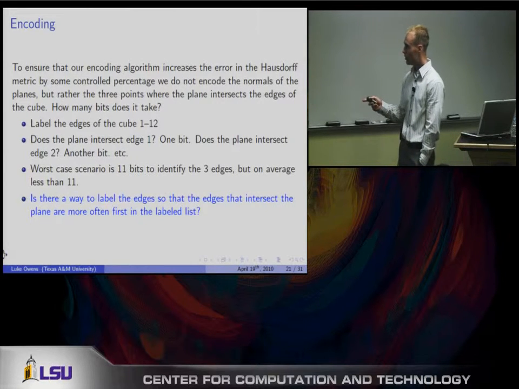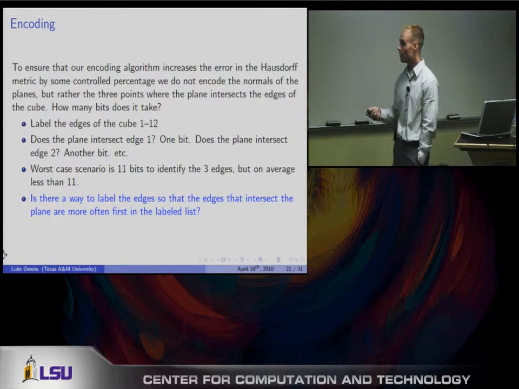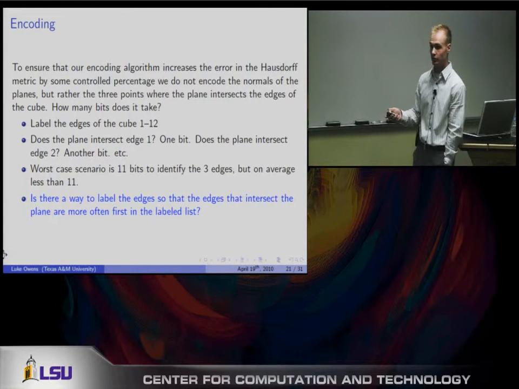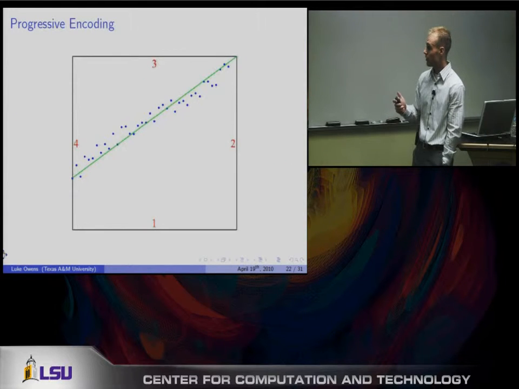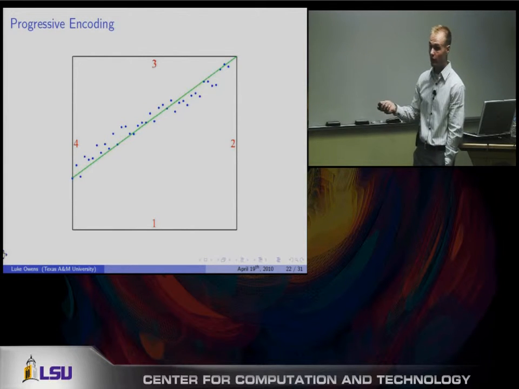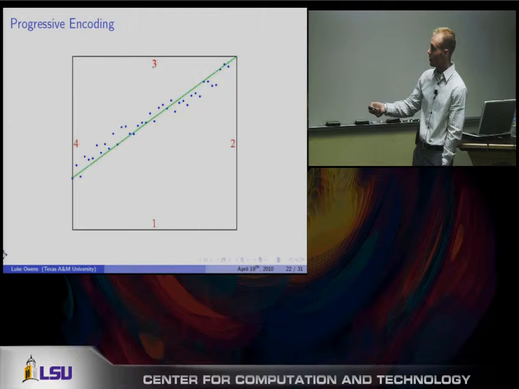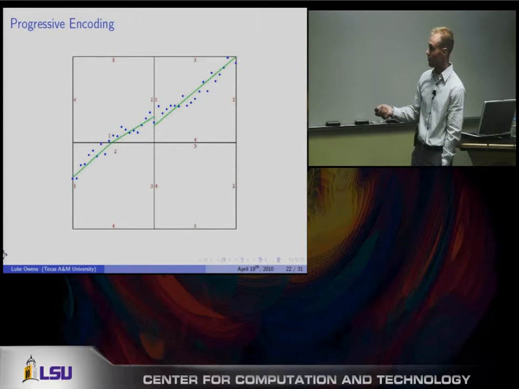And here was my little contribution: is there a way to label the edges so that the edges that intersect the plane are most often first in the labeled list? Well, I think there is. So here's an example. Here we've labeled the edges 1, 2, 3, and 4. Here's our parent, here's our plane on the parent cube that fits that data there. And when we go to the children, we can relabel the edges because we know exactly how this parent plane goes, so we know where this intersects our children. So we relabel based on that intersection.